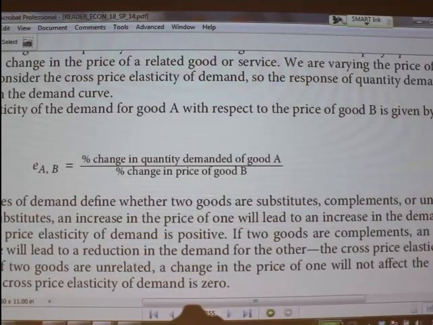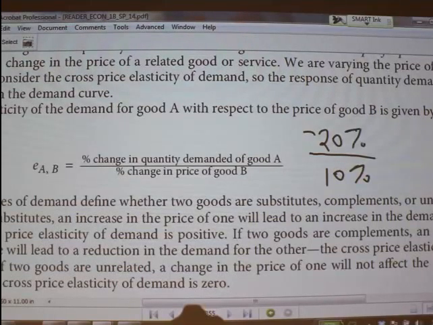Donuts and coffee. Okay, so let's talk about complements. Say we're talking about donuts and coffee. If the price of coffee goes up by 10%, then people are going to buy fewer donuts. Maybe the quantity demanded will fall by 20%. So we have a negative 20% fall in quantity demanded of donuts. And so then the cross-price elasticity between coffee and donuts is -2. And so that means that they are complements.